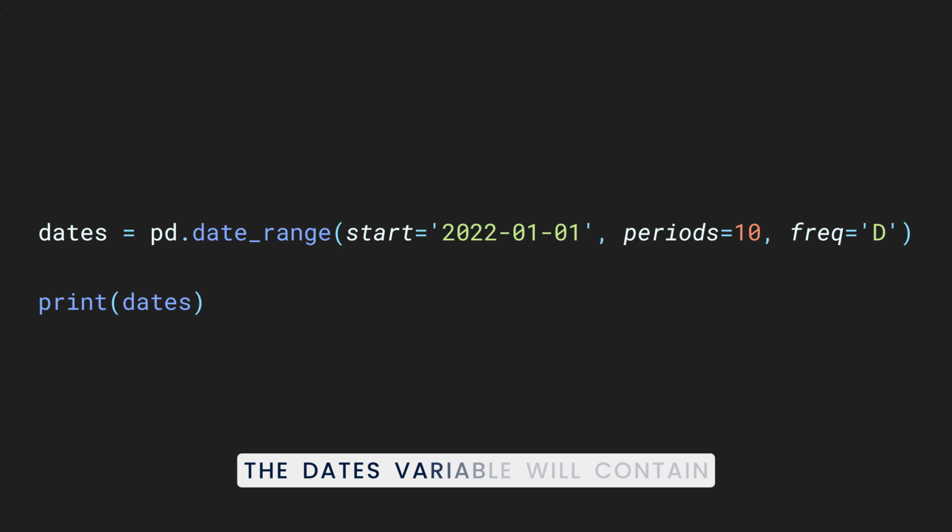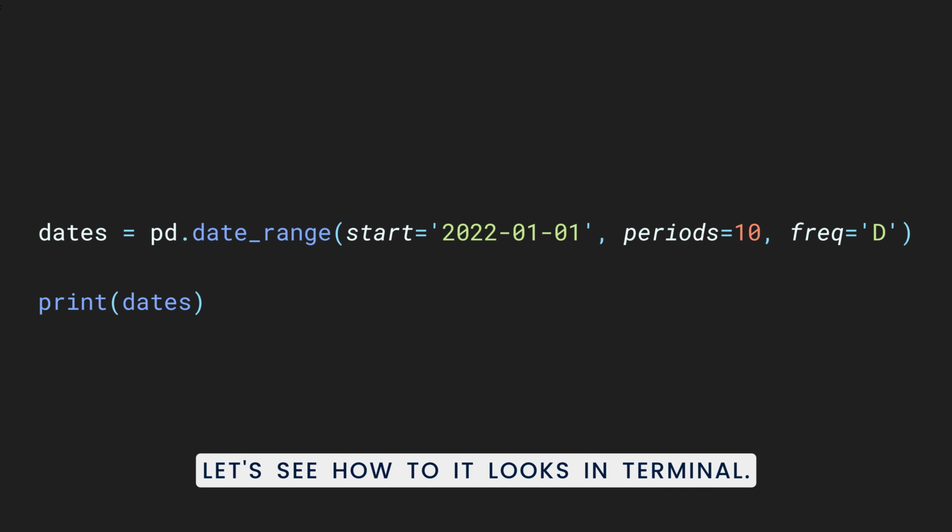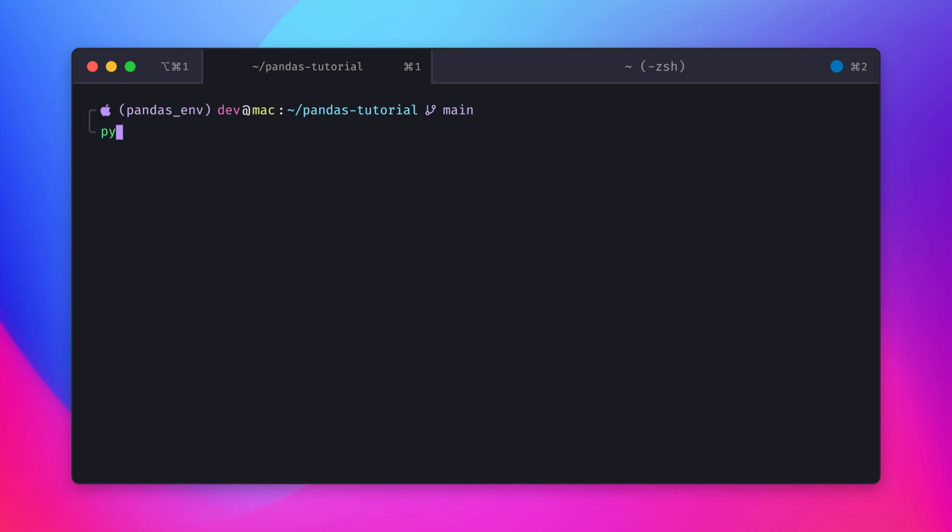The dates variable will contain a range of 10 dates starting from 2022-01-01 with a daily frequency. Let's see how it looks in terminal. The output shows the generated date range as a DatetimeIndex object, which is a special type of index in Pandas designed for handling time series data.